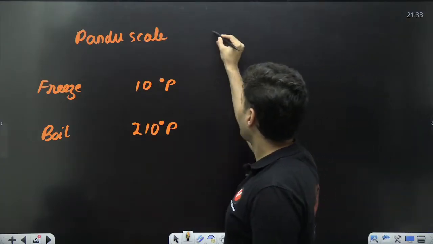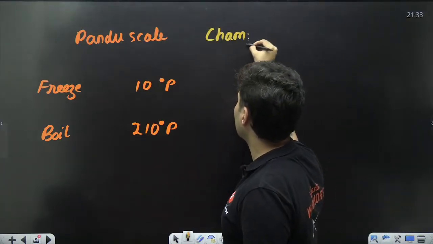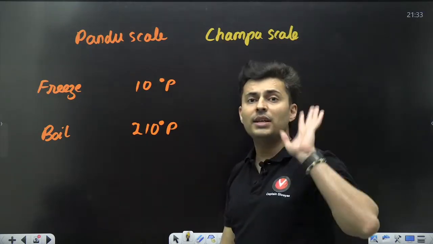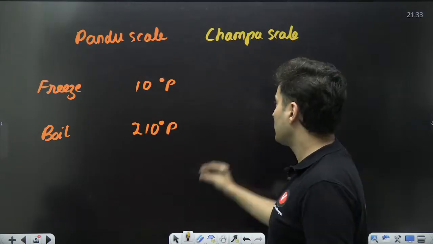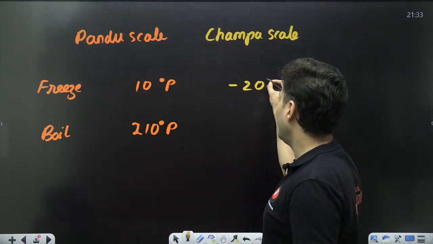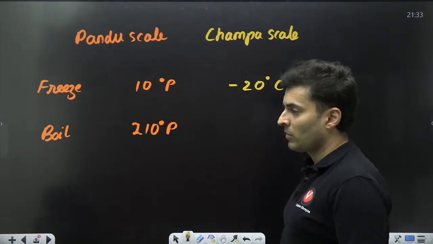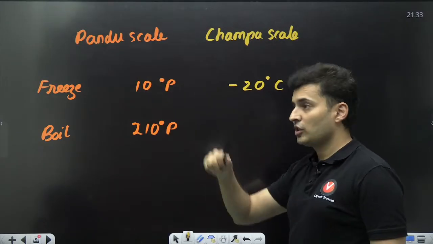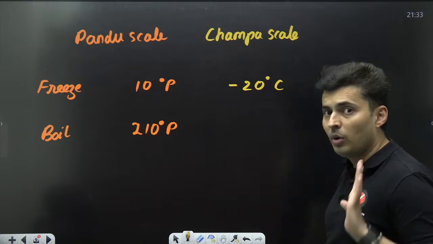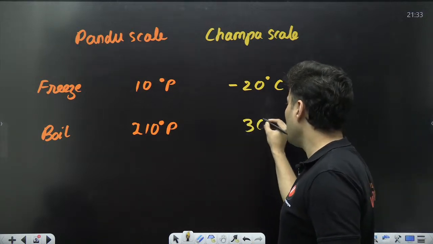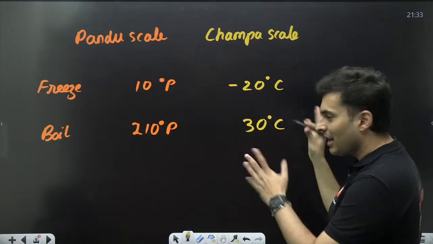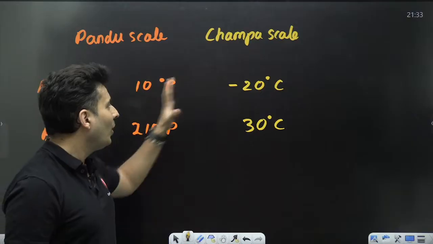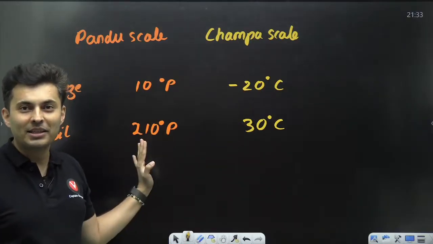Champa says something else. This is the Champa scale. Champa says water freezes at minus 20 degree Champa. This is not Celsius, this is Champa. And then she says the water boils at 30 degree Champa. Some random value she has taken. Now, how do I establish a conversion factor between them?